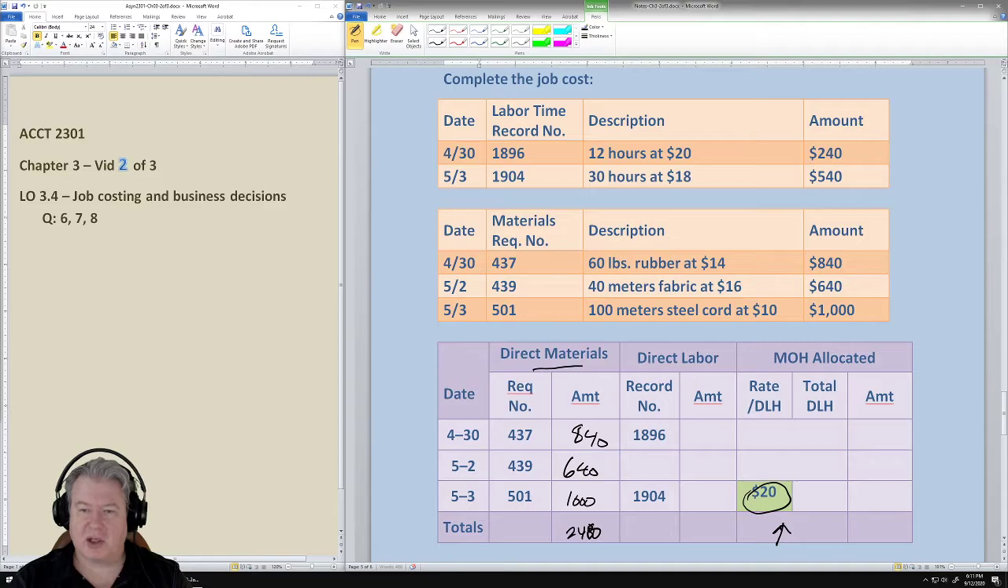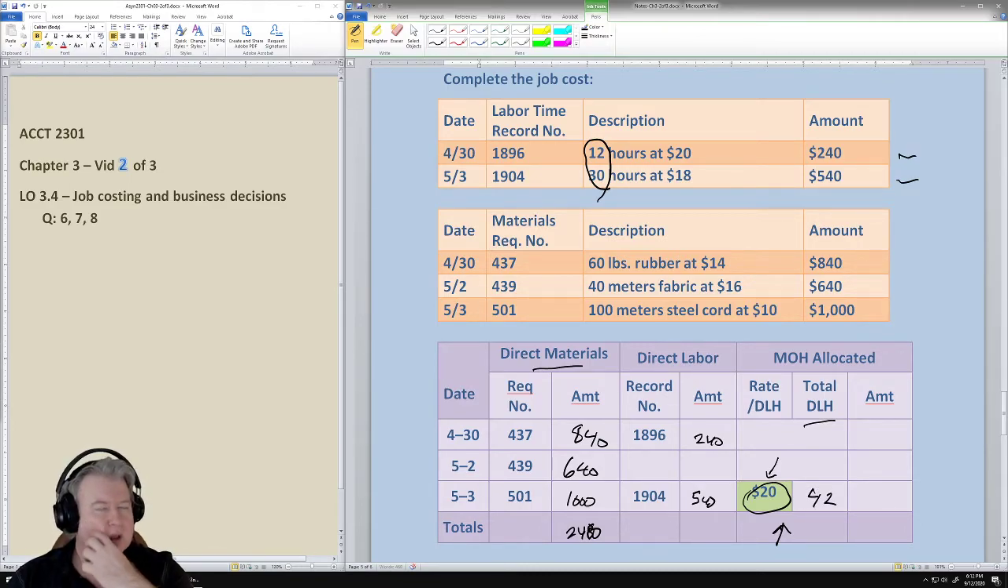Direct labor, well, we've got two instances of this. We've got on April 30th, we've got $240 worth of labor, and here we've got $540. So notice that they gave it to us without us having to actually figure it out. Now, we know that we allocate manufacturing overhead based upon direct labor hours. So what is our total? We figured out the rate on the previous slide. So what is the total number of direct labor hours? Well, it's these two numbers right here, isn't it? So isn't it 42 hours?